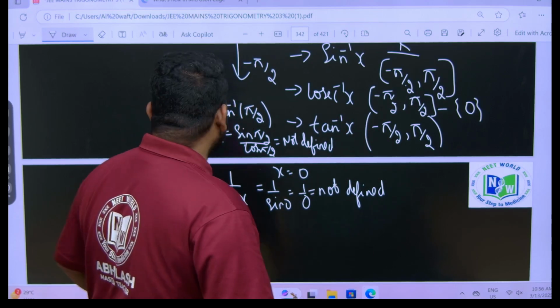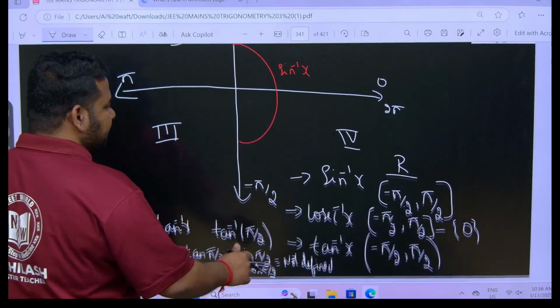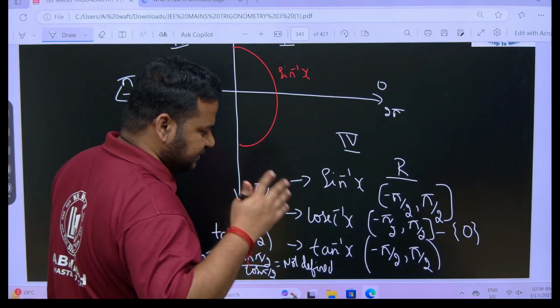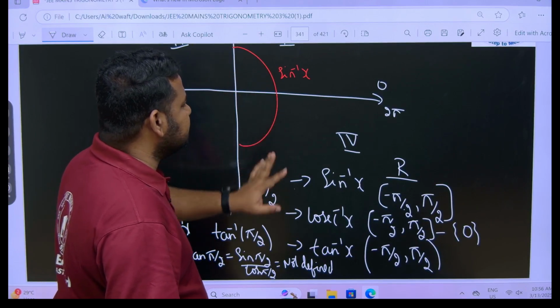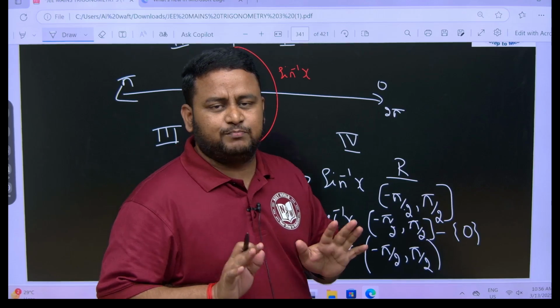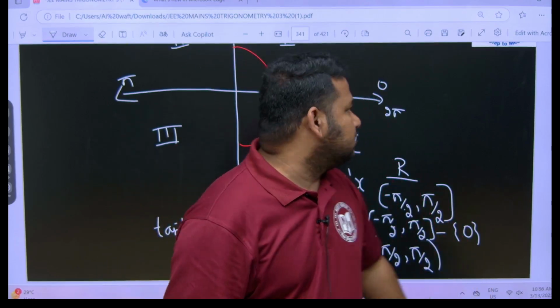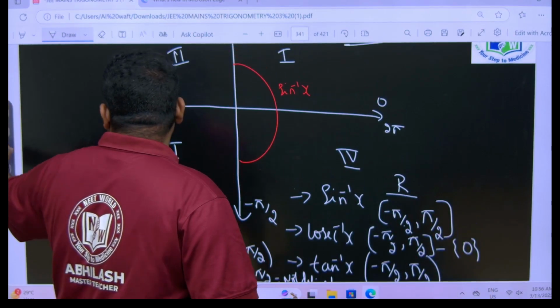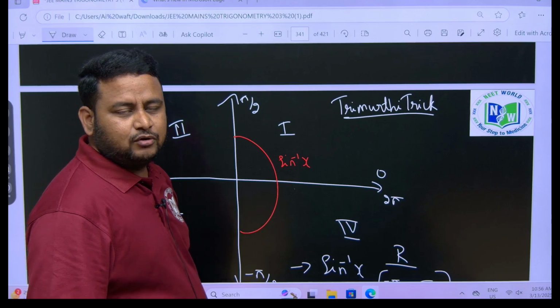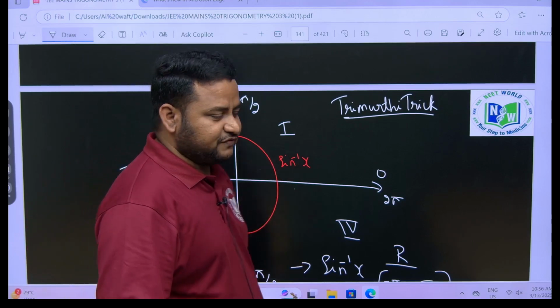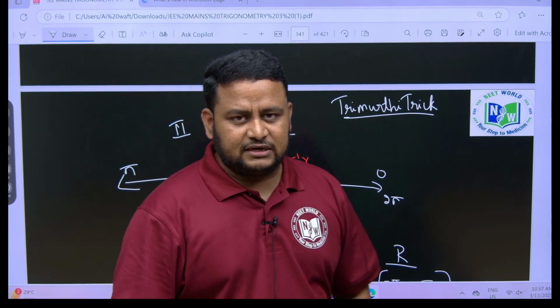Got it? So the principal value branches of sin inverse of x, cosec inverse of x and tan inverse of x lie in the first quadrant and fourth quadrant. This is the most important thing which you have to remember. Got it, friends? Next, the Trimurti trick I told you is for sin inverse of x, cosec inverse of x and also tan inverse of x.